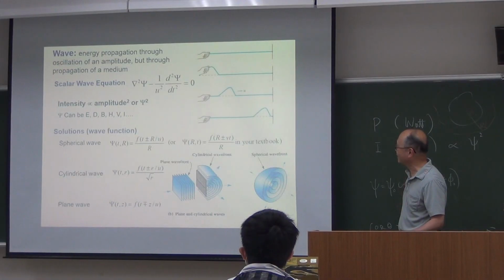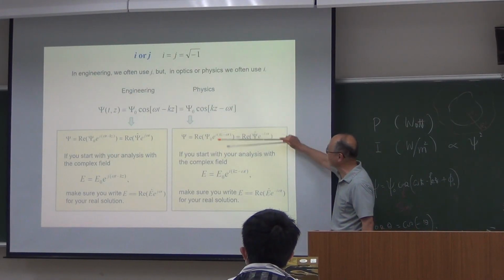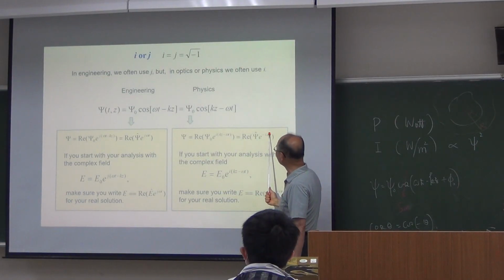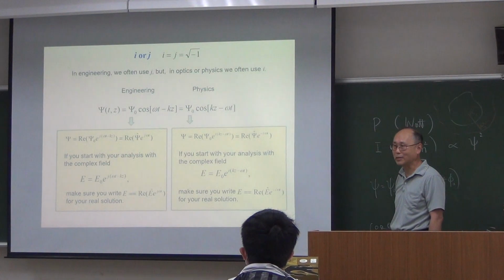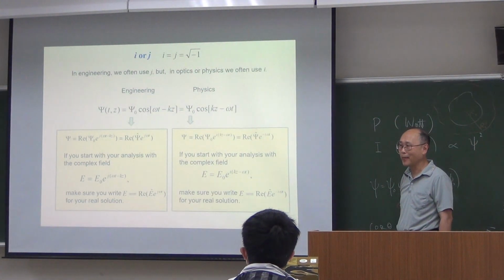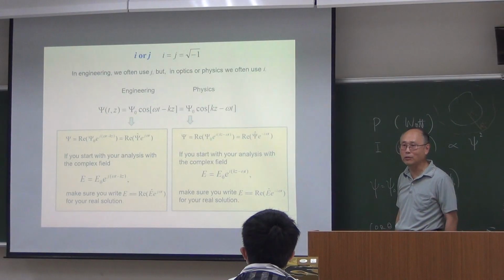So people notice that if you write it into a phasor notation, just convert this into a phasor notation, and this term is always understood in the calculation, then I can simplify the wave equation. And that is a Helmholtz equation we're going to use.